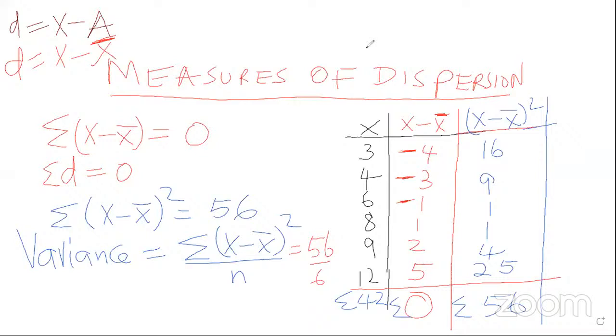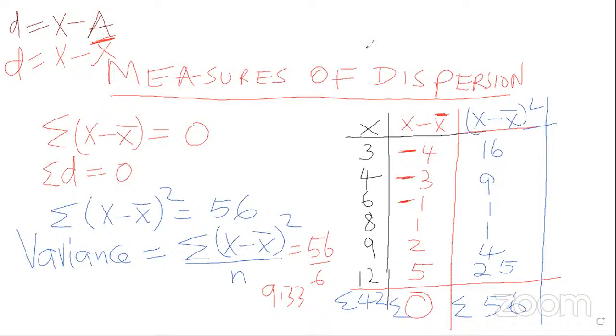You gave me 56, yes, and they were 6. So what is 56 divided by 6? 9.33. That is what is known as variance. Variance, which is a single number describing the group. The way we have mean is a single number describing the group. Variance is also a single number describing the group.